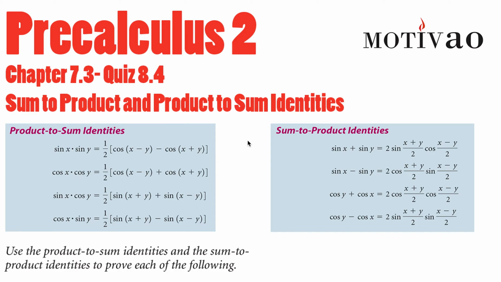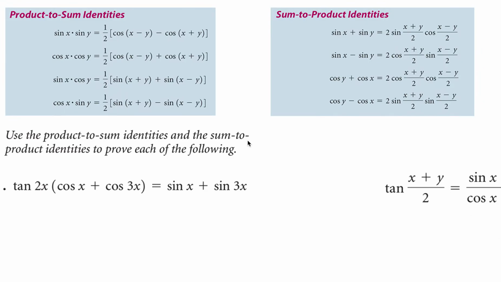For this chapter 7.3, quiz 8.4, we're going to do some product to sum identities and sum to product identities to prove each of the following examples. So let's start with the first one. Remember the technique: we usually go from hardest to simplest, so I'm going to start from left to right.